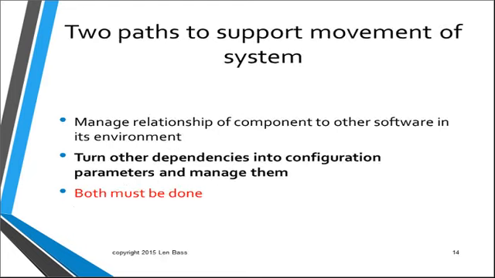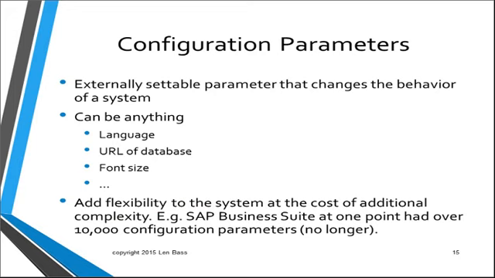Okay, the other aspect of supporting the movement of the system is the configuration parameters. So what is a configuration parameter? This is an externally settable parameter that changes the behavior of a system. It can be anything. It could be the language. It could be the URL of a database. It could be the font size. It could be the background color.